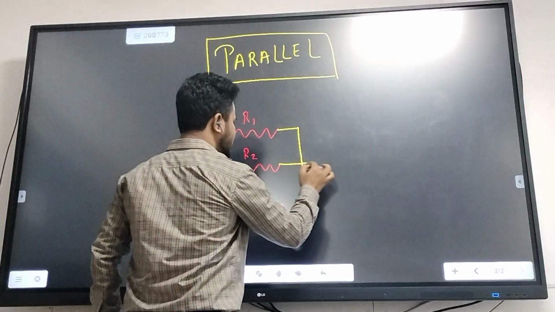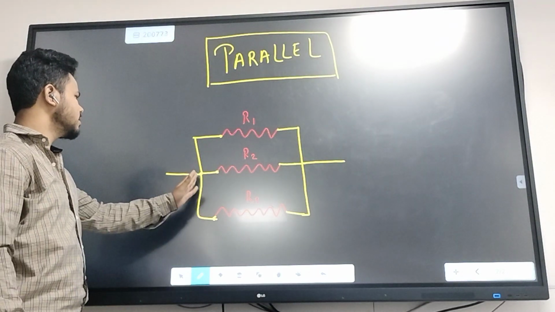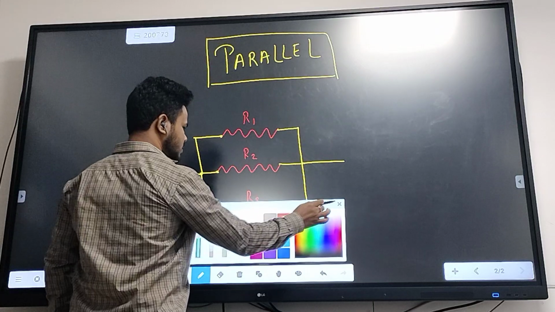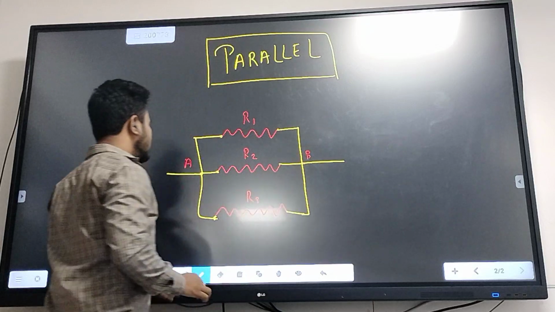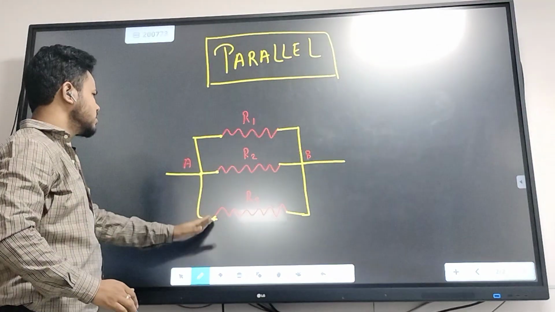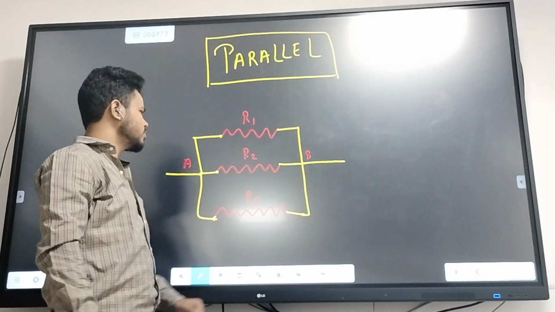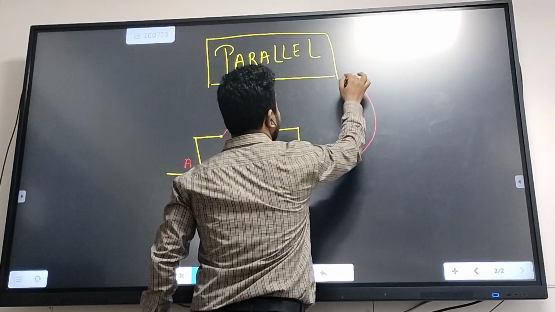Such a type of connection is called a parallel connection, where, let's name this point A and this one point B. At A, all the starts of the resistors are connected, and at point B, all the ends of the resistors are connected. So such a connection is called a parallel connection.